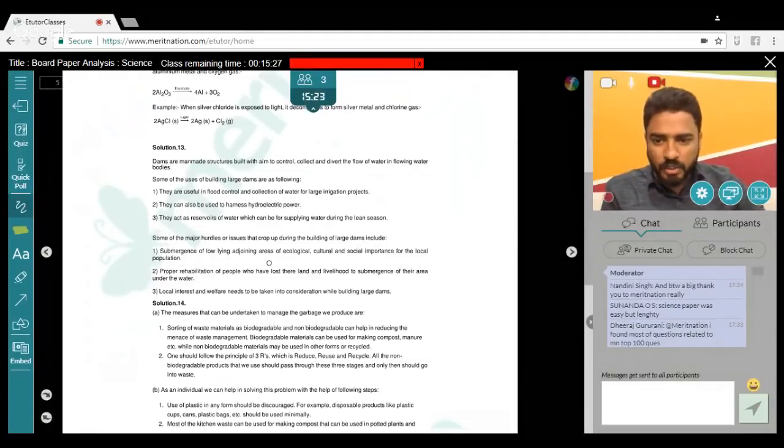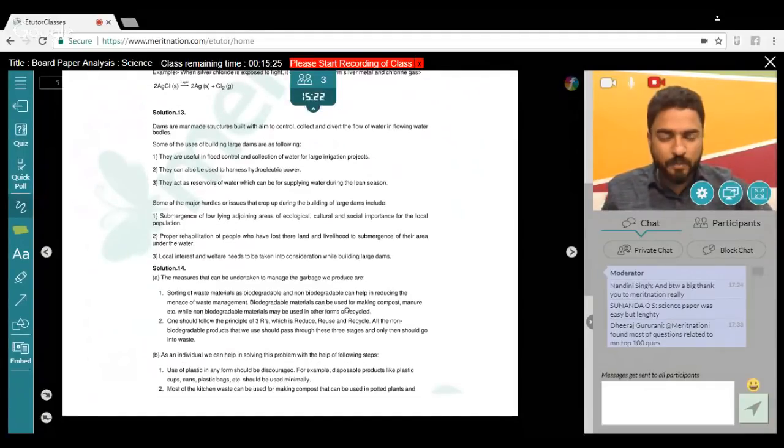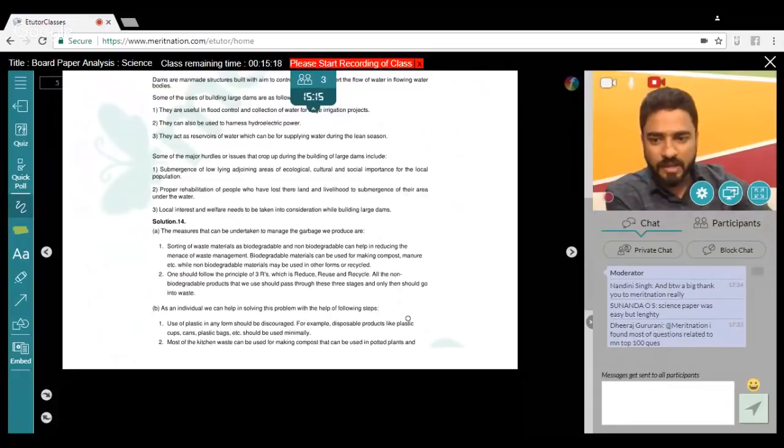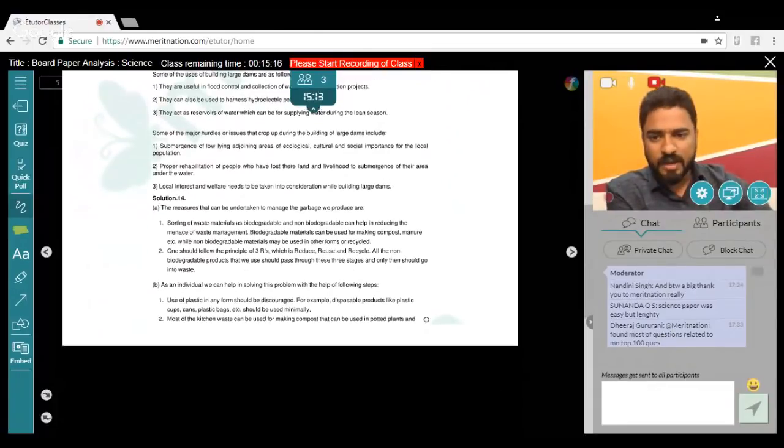Okay, moving on to the 14th question, that is a value-based question. This was from the chapter Management of Natural Resources, from your biology portion. And definitely, if you had mentioned any of these points, you can see the probable points for which you can get full marks for the 14th value-based question mentioned over here.